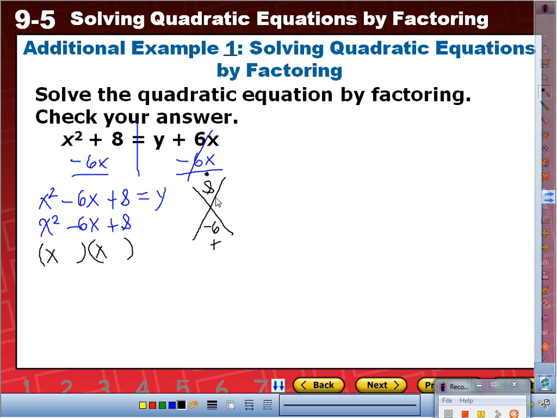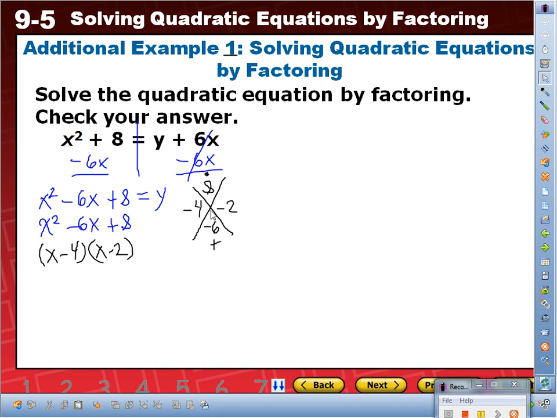So what factors of 8 add up to negative 6? Negative 4 and negative 2, or negative 2 and negative 4. Are we there so far? Therefore, this is x minus 4, x minus 2. However, now we are dealing with what? With equations, which means I write equal to 0.